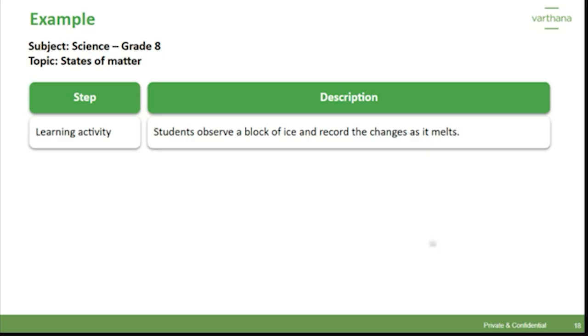We want our students to get involved in a learning activity. We give each group of students a block of ice in this activity and ask them to observe and record what is happening, what the changes are as the ice cube melts.